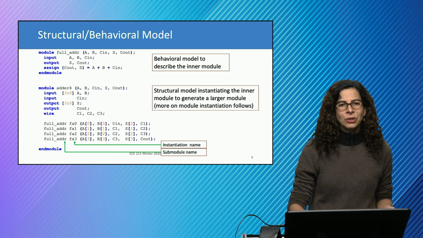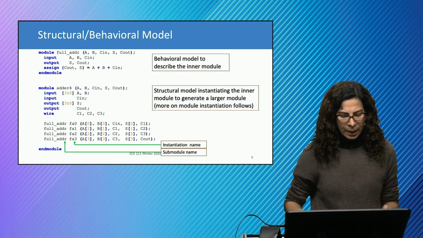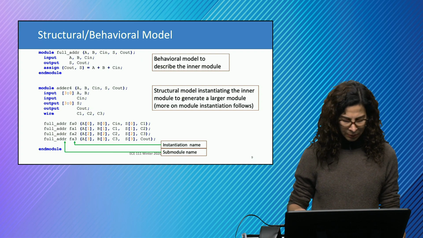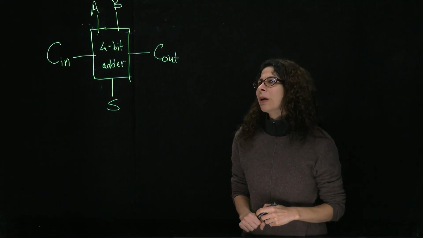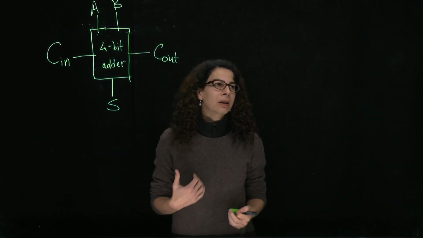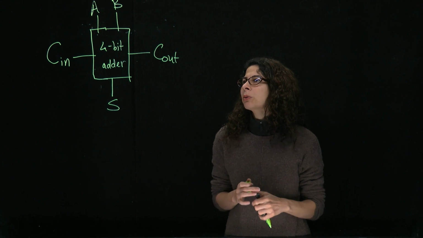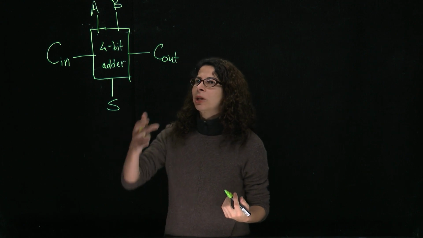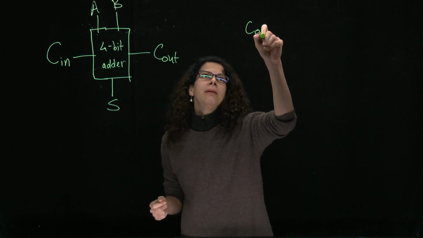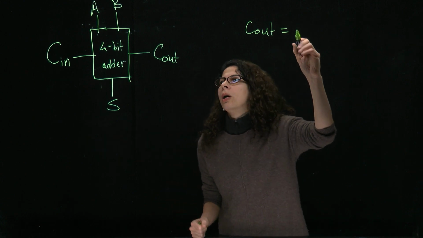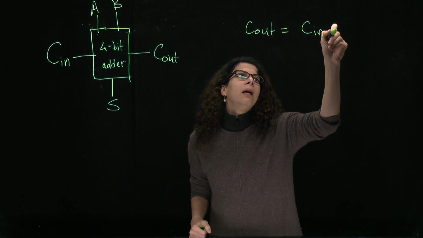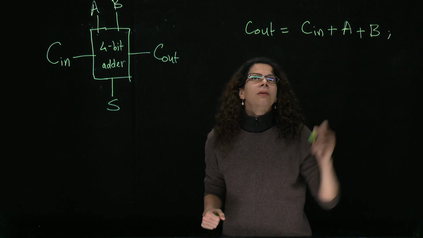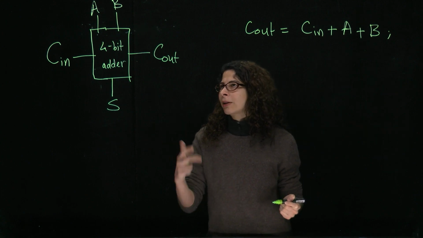Now, let's compare structural and behavioral design with another example. Let's assume I'm going to design a 4-bit adder in both structural and behavioral design. If I'm doing just a behavioral design, all I need to do is define the functionality of a full adder. In this particular case, Cout is equal to Cin added to A added to B, and this is enough as a behavioral description.